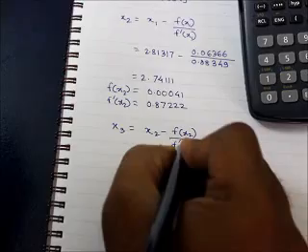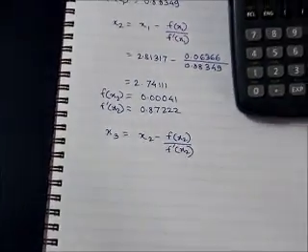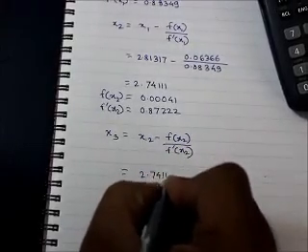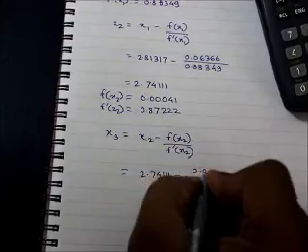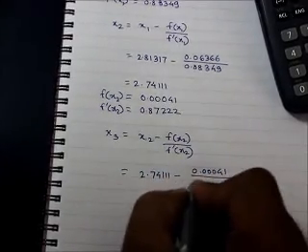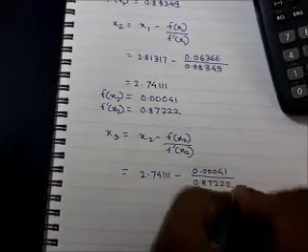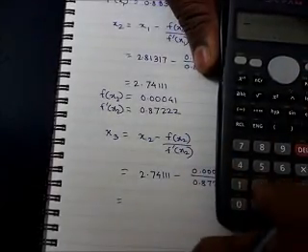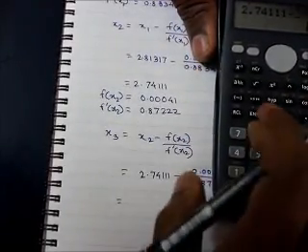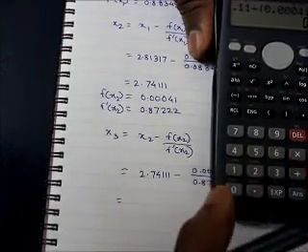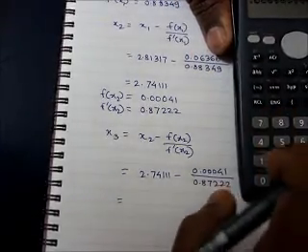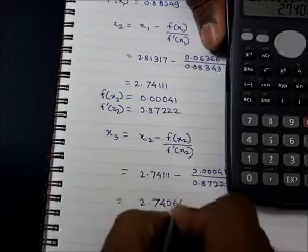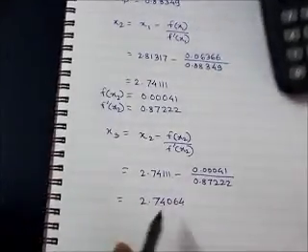f(x2) upon f dash of x2. Okay, which is equal to 2.74111 minus 0.00041 divided by 0.87222, which is equal to 2.74064. Okay, take a look here.